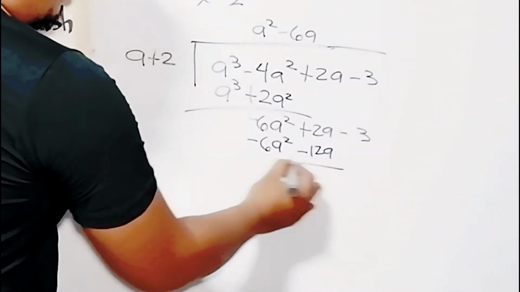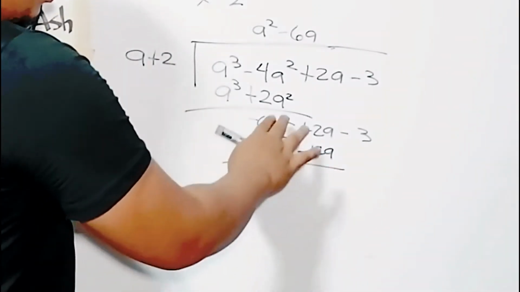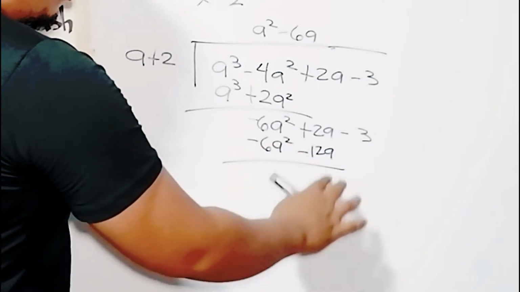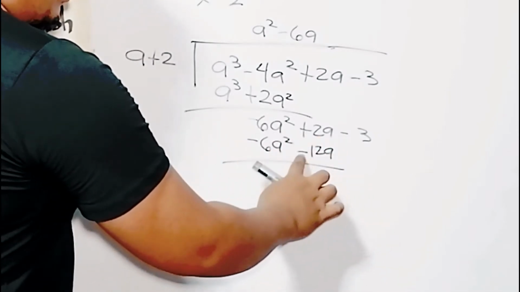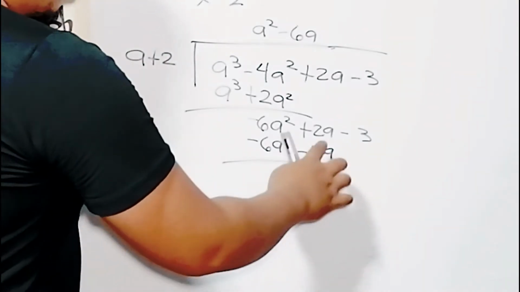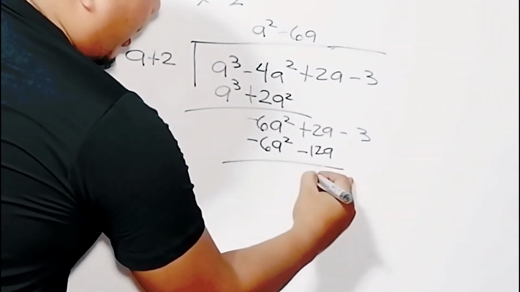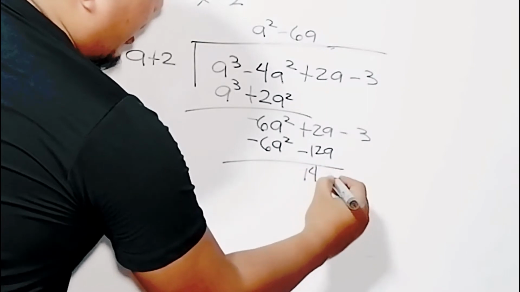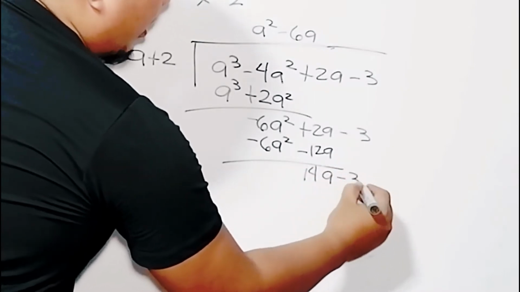So what we'll do is we then again subtract. So nothing is left here. So 2 minus negative 12. Minus negative will become positive. So 2 plus 12 will give us positive 14a. And we bring down 3.